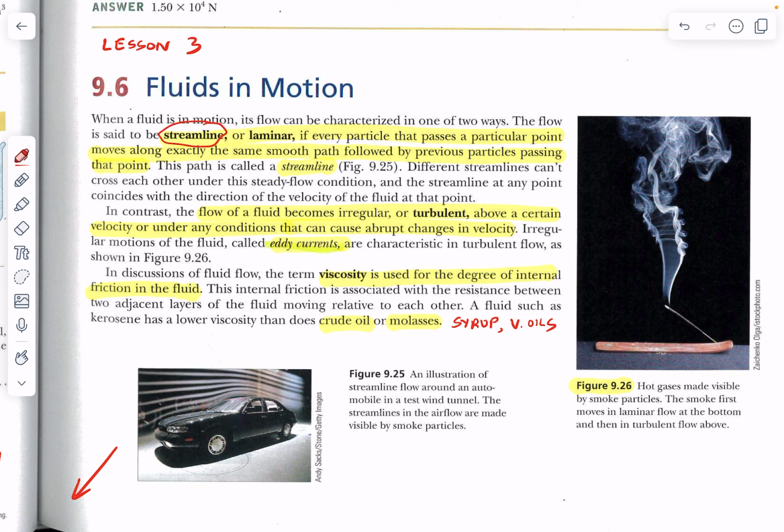A laminate, for example, might be some thin material like Formica that you might cover a piece of plywood with to create a surface countertop. So streamline or laminar means that the particles are moving from one place to another along a smooth path. It is streamlined, and streamlined means you have minimal air friction or water friction, depending upon what the fluid is that the object is going through.